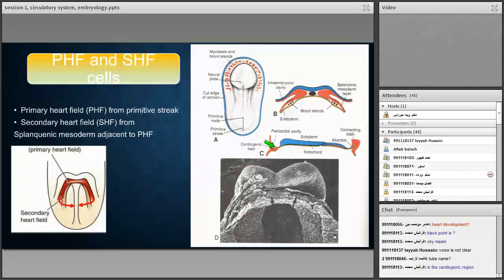Also, we have a secondary heart field place. This place is in the splanchnic mesoderm, which is adjacent to the primary heart field. Look at here. This is the secondary heart field and this is the primary heart field. They are both adjacent to the primitive streak. Okay.